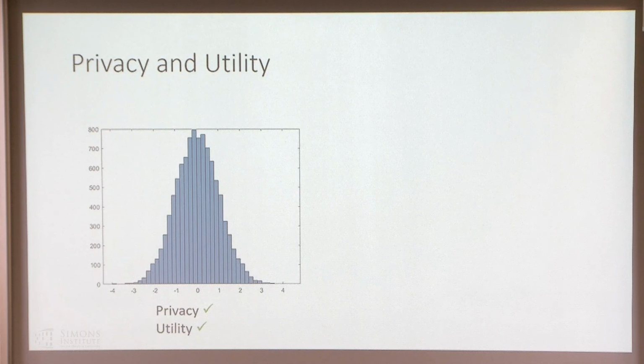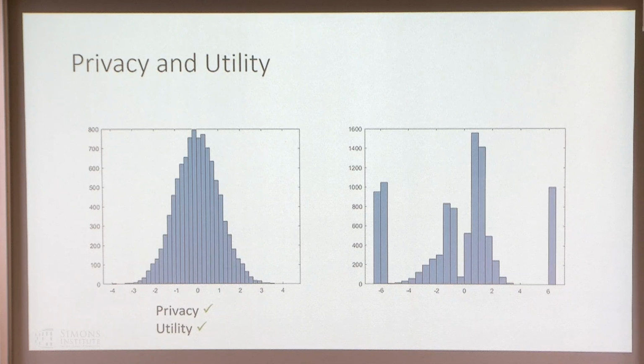But let's suppose we get our data set, but it isn't actually Gaussian looking. It looks something more like this. So this doesn't obviously look like a Gaussian to anyone. But even in this case, we still want to be private, though we may not have the utility guarantee for our algorithm. So hopefully that's clear.